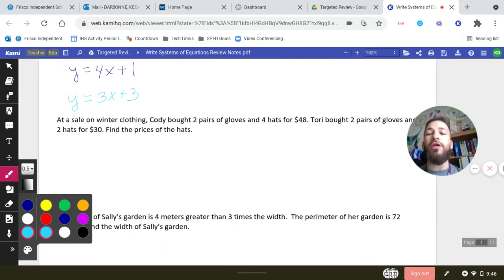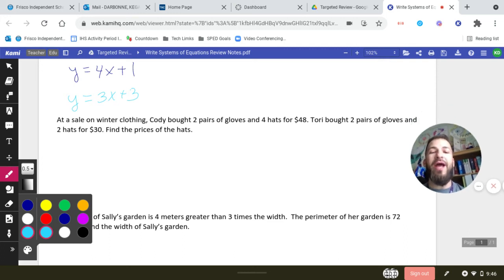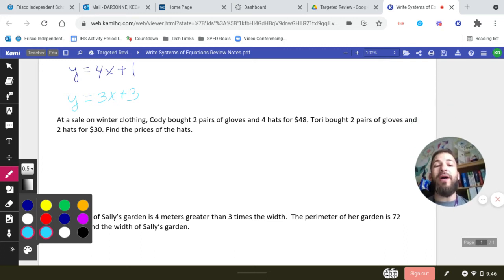At a sale on winter clothing, Cody bought 2 pairs of gloves and 4 hats for $48. Tori bought 2 pairs of gloves and 2 hats for $30. Find the prices of the hats. So notice we don't see any per or any or each. So we don't have a rate going on here. We do have 2 different things that are changing.